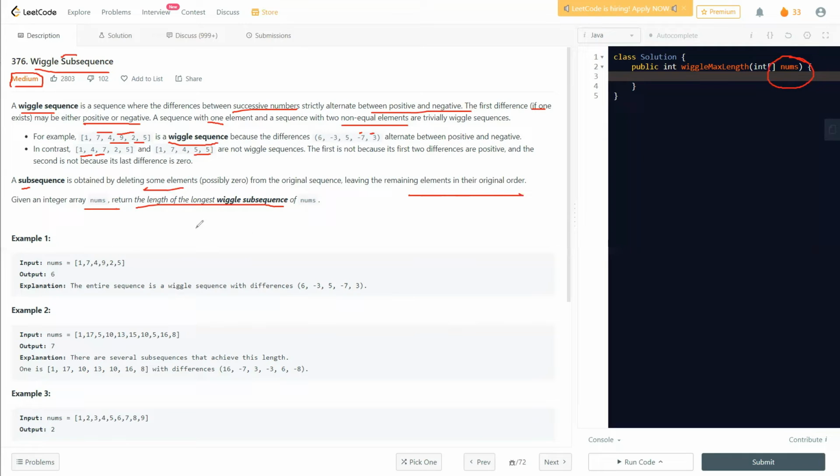Now let's understand the examples. The first example is the same as the one given above, 1 7 4 9 2 5. The length is 6, the whole length, and it says this is the sequence that can be formed. All the numbers are in Wiggle, the entire sequence is Wiggle. So that's the possibly zero deletions case we have here.